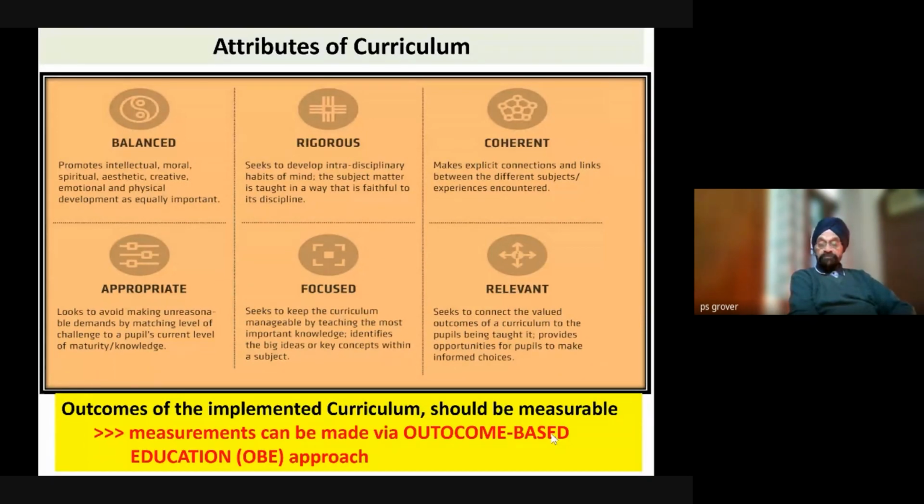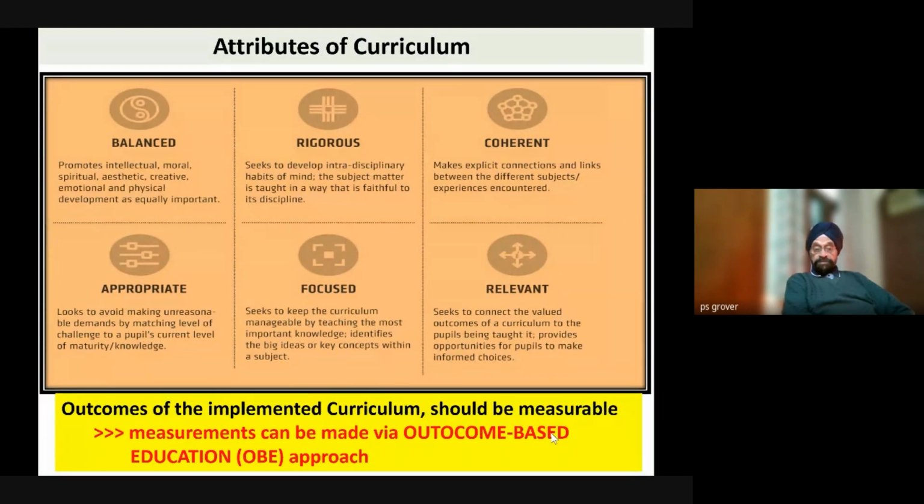Because the student is learning not one subject only, there are many topics. He should be able to establish connections, and those topics should be connected with each other, and should teach the students in a coherent way. It should be appropriate. It looks to avoid making unreasonable demands by matching the level of challenge to pupils' current level of maturity. For example, if they are BTech students, or certificate students, or, let's say, school students, it can be general. If it is PhD level, it should be appropriate to the level at which the students are learning.